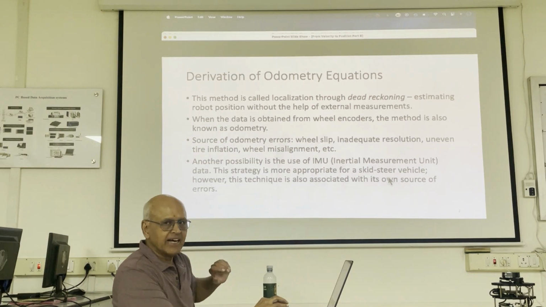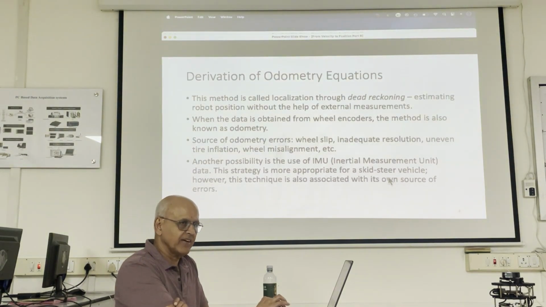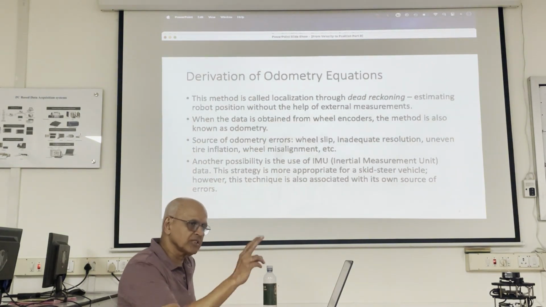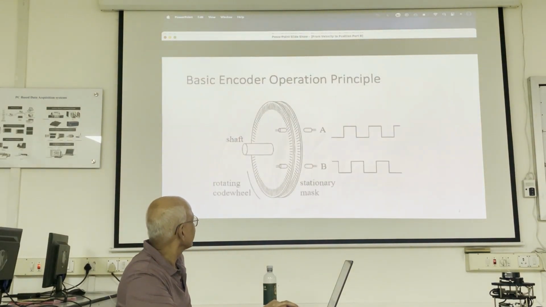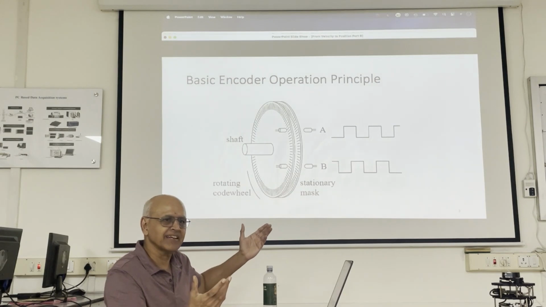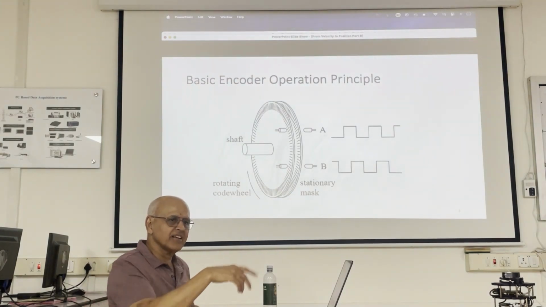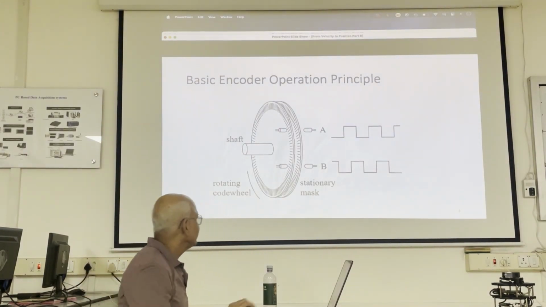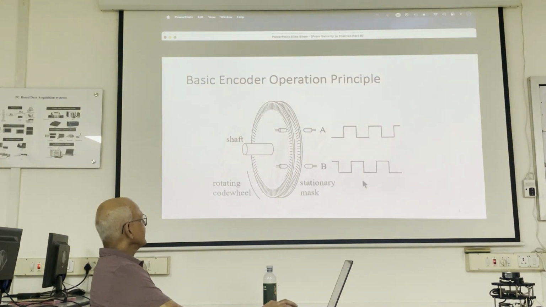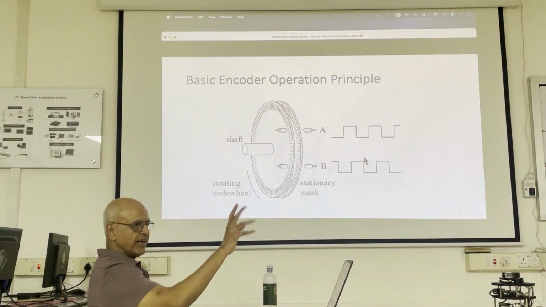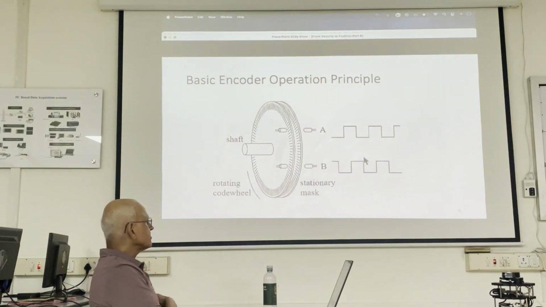We already talked about the IMU. The IMU is used for skid steer vehicles. It can be, both of them can be used for differentially steered vehicles. The picture was here all the time. See, I talked about it, I tried to find a picture, but it's right here. So this is it. See, here is channel A, and here is channel B, slightly displaced. So that tells you whether you're going one way or the other.